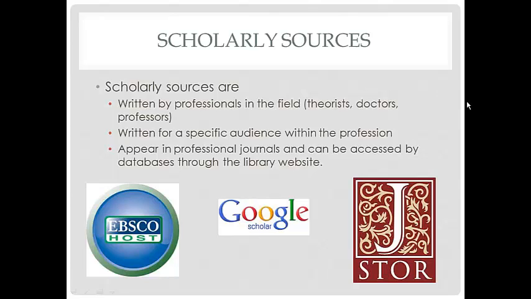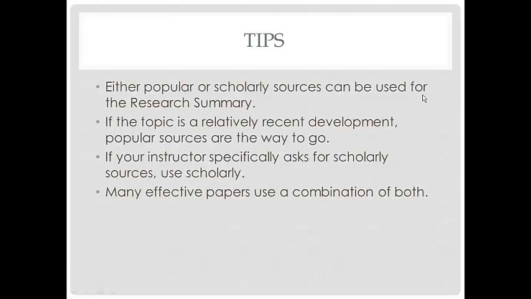Scholarly sources are written by professionals in the field. So these can be theorists, doctors, professors, those kind of things, and they're written for a specific audience within that profession. For any field that you are thinking about going into, there is a journal for it, and you can access those journals through the library databases, which I'll show you towards the end of the video, so you'll be able to see those. There's another one called Google Scholar, which I'll also show you.